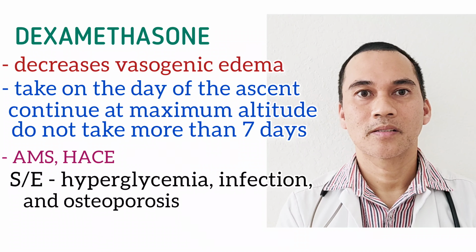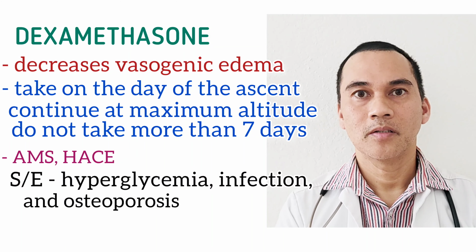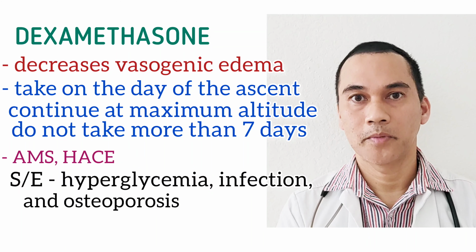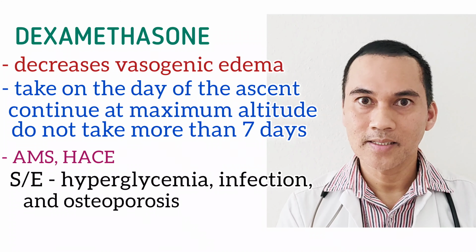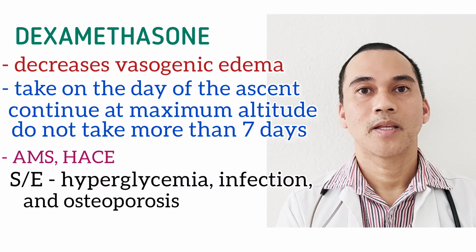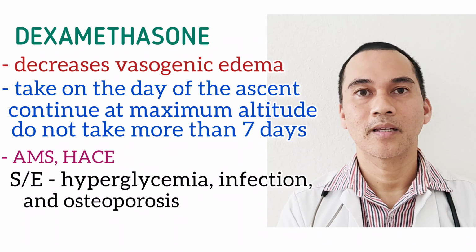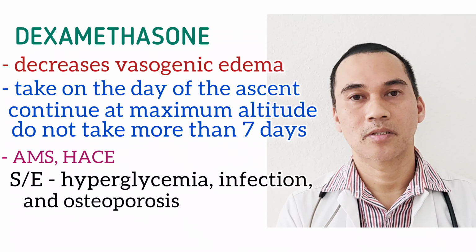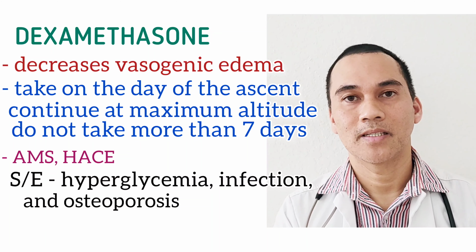And the next medication is dexamethasone. It is a steroid, so it decreases vasogenic edema. I mentioned earlier that the cause of swelling is the disruption of the blood-brain barrier. So dexamethasone is a prophylaxis and treatment for cerebral edema. And you have to take this on the day of the ascent and for 3 to 5 days, or until the maximum height is reached. And do not take this longer than 7 days.